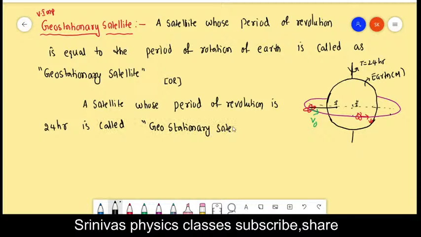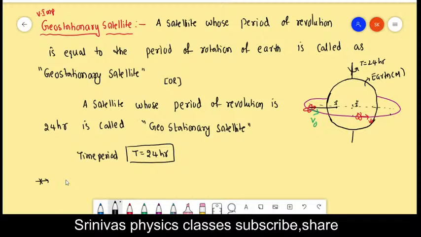What is the time period of a geostationary satellite? That is 24 hours. In 24 hours, it will complete one revolution. The time period of a geostationary satellite is 24 hours. And the geostationary satellite will revolve in the equatorial plane of Earth.